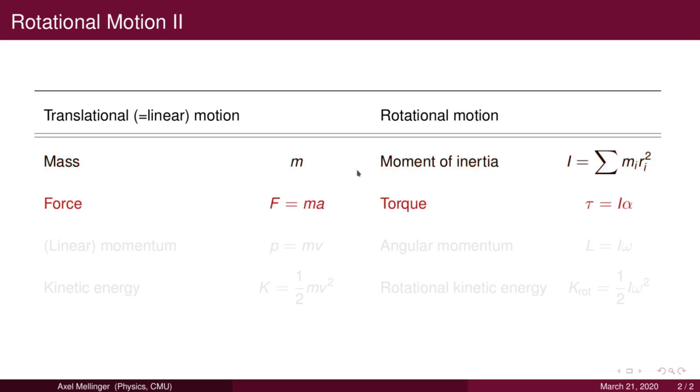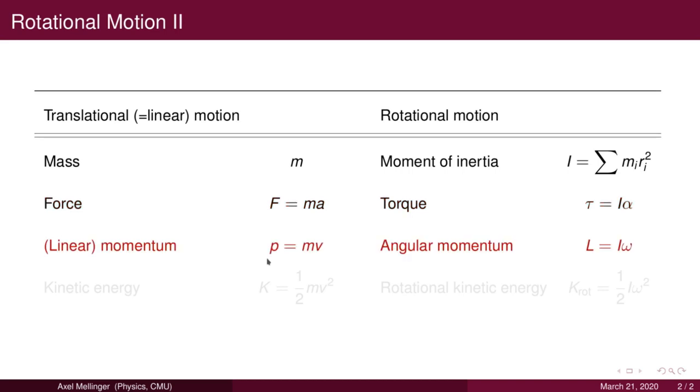What about a force? We know in linear motion it takes a force to cause an acceleration and to set an object into motion or slow an object down. In rotational motion, the equivalent quantity is the torque. And just like we have F equals ma, Newton's second law, for linear motion, we have torque tau equals moment of inertia I times angular acceleration alpha. So that's Newton's second law for rotation.